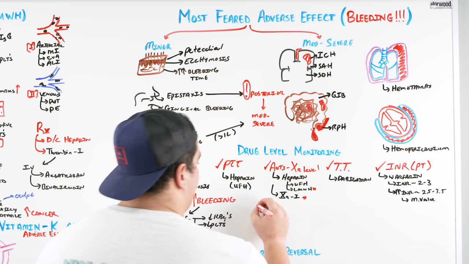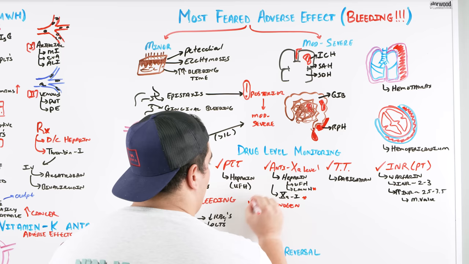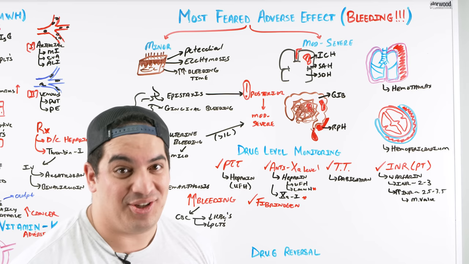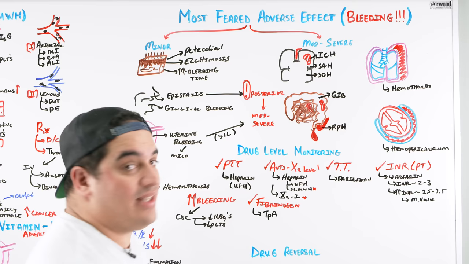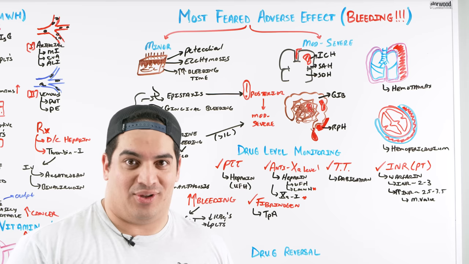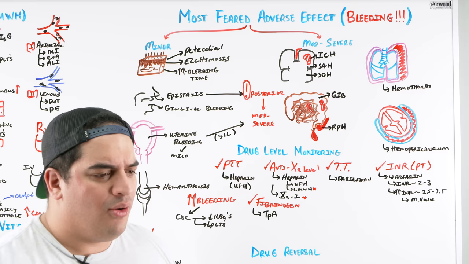And fibrinogen is really coming down to one specific drug, and that's TPA. Because if you think about it, TPA does break down fibrin, but it also breaks down fibrinogen. So checking that in a patient who's taking TPA and now developing bleeding symptoms may be a potentially beneficial thing to check, in combination with the other factors for bleeding, such as a red cell count and a low platelet count.